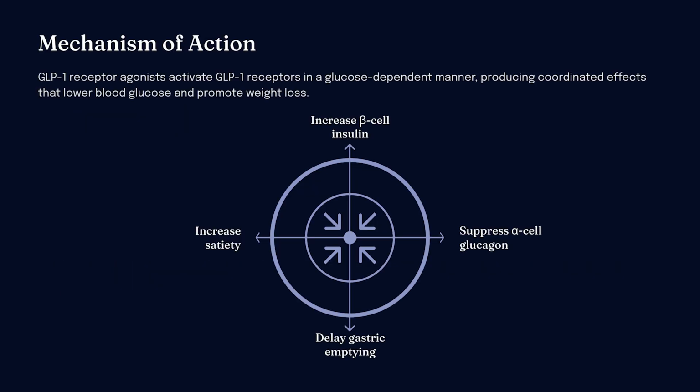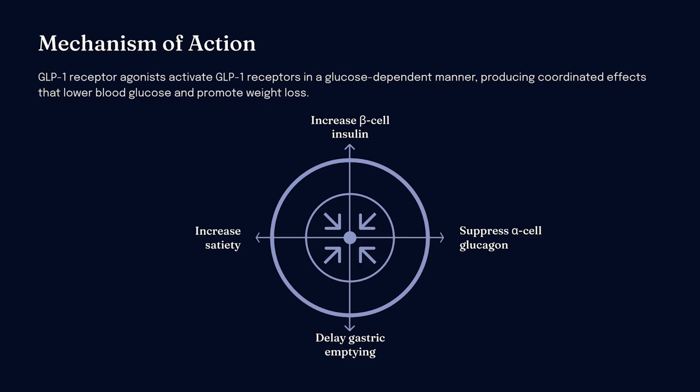Mechanism of action. These drugs activate GLP-1 receptors in a glucose-dependent manner, producing coordinated effects that lower blood glucose and promote weight loss. The first effect is to increase beta cell insulin secretion. By enhancing insulin release from pancreatic beta cells, these drugs help reduce blood glucose levels after meals. At the same time, they suppress alpha cell glucagon secretion. Lower glucagon levels reduce hepatic glucose production, further contributing to glucose lowering.